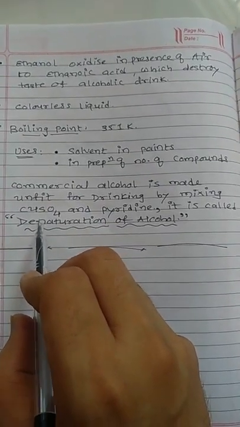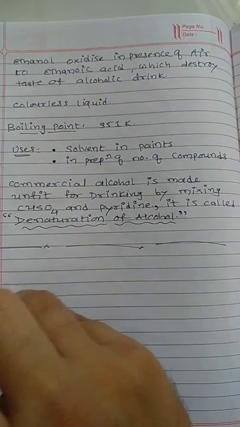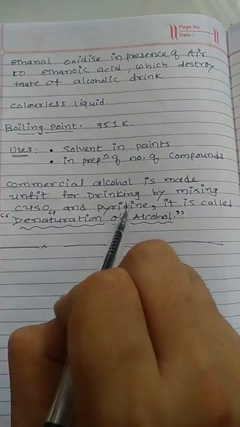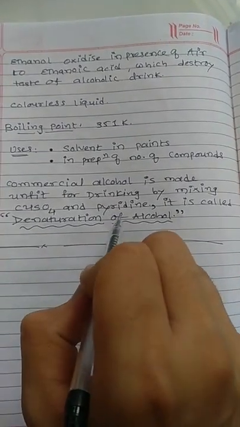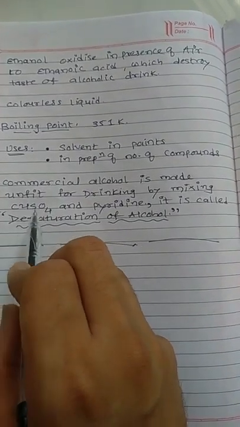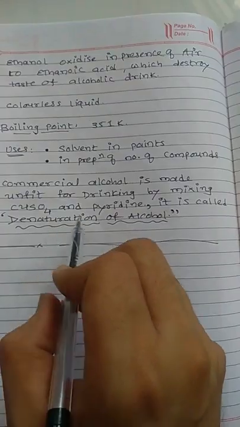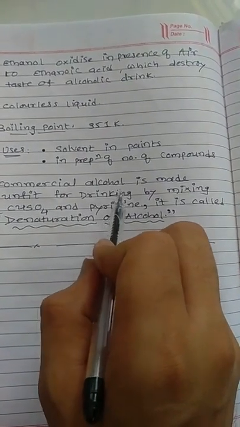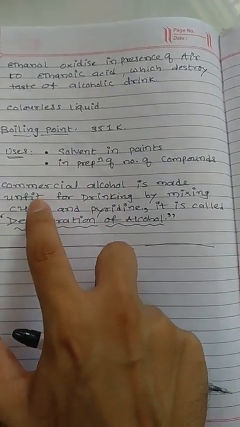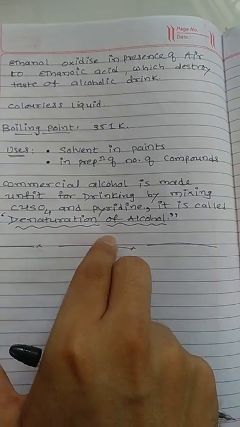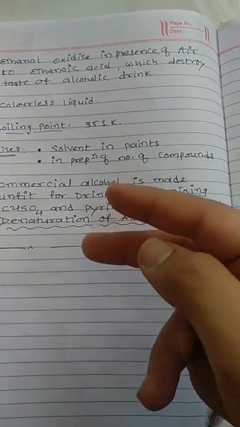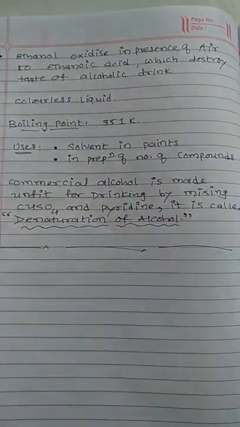Most important point given here is what you mean by denaturation of alcohol. Commercial alcohol is made unfit for drinking by mixing copper sulfate and pyridine, which is called denaturation of alcohol. What is the role of copper sulfate here? Copper sulfate provides color and pyridine provides a bitter odor. The combination of bitter odor and color makes it unfit for drinking, which is called denaturation of alcohol. So the 2 types of commercial alcohol are done: first methanol and second ethanol.